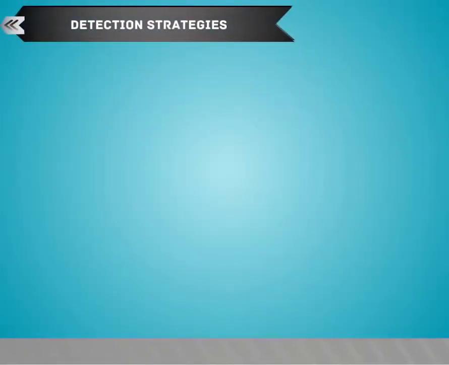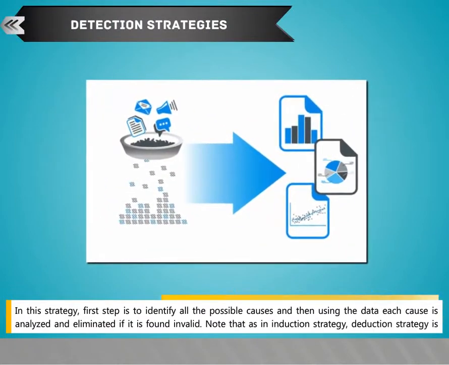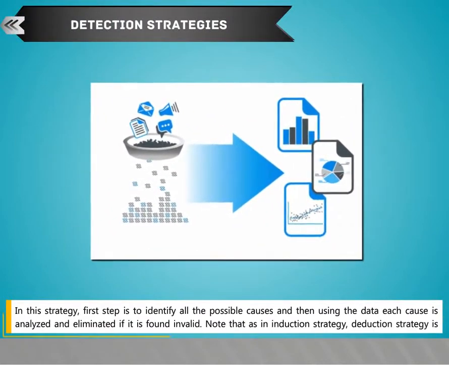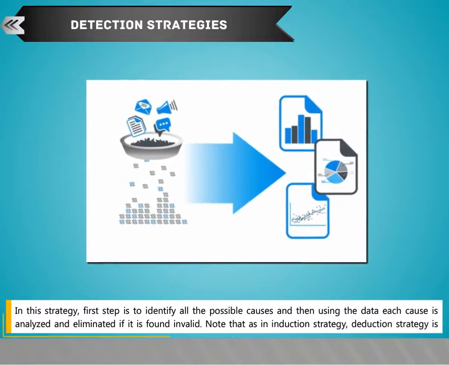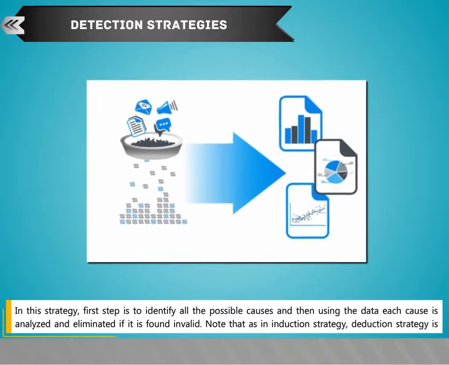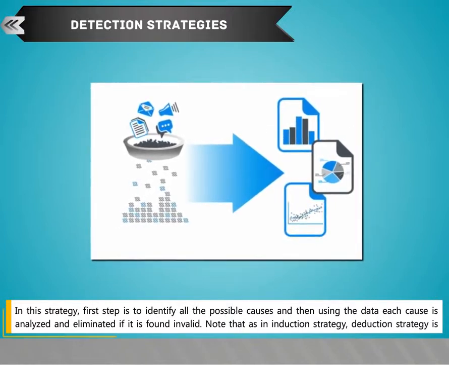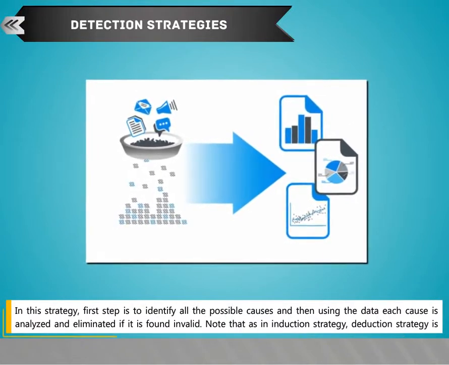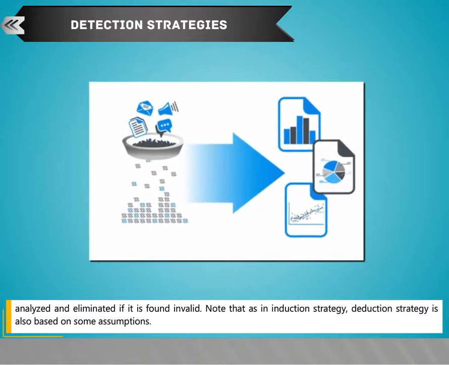Detection strategies. In this strategy, first step is to identify all the possible causes, and then using the data, each cause is analyzed and eliminated if it is found invalid. Note that as an induction strategy, deduction strategy is also based on some assumptions.